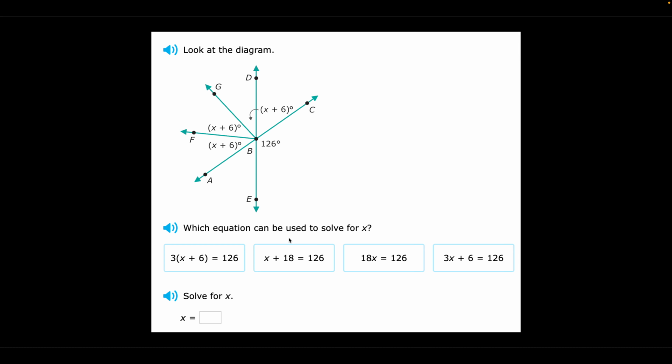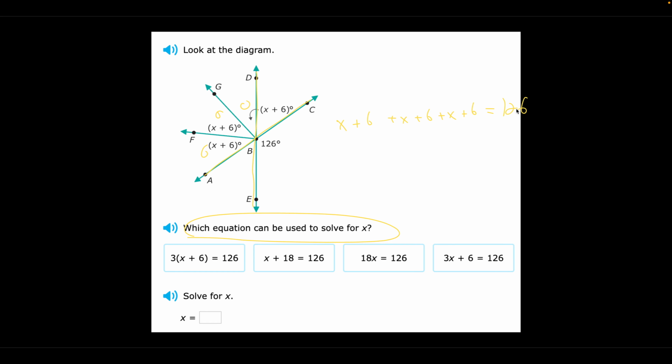All right, new lesson starts now. Here we go. They give us the drawing and this diagram, and there are two questions. First question says, which equation can be used to solve for x? To solve for x, what we need to realize is that here and here are vertical angles. So that would mean that x plus 6, plus x plus 6, plus x plus 6, which is this angle, has to equal its vertical other side, which is 126.